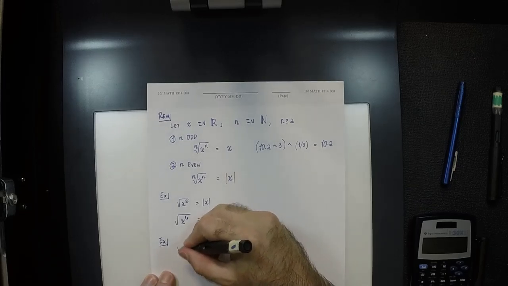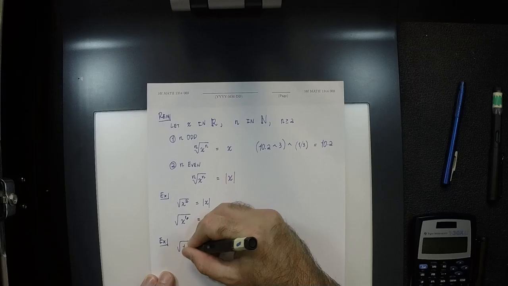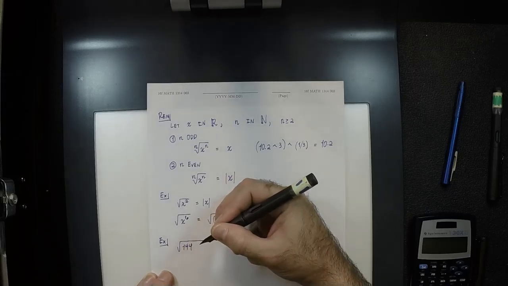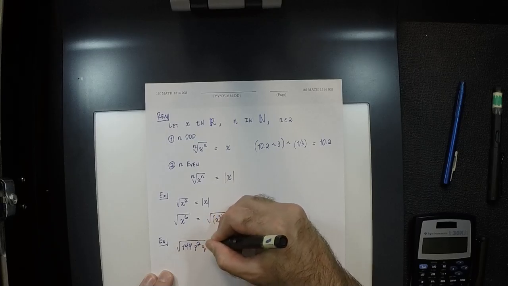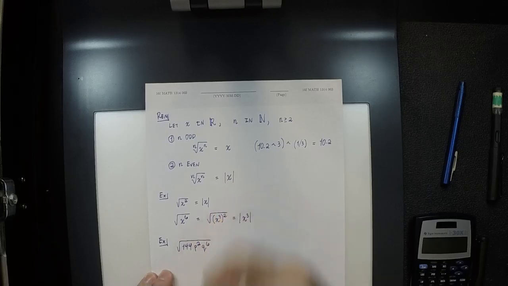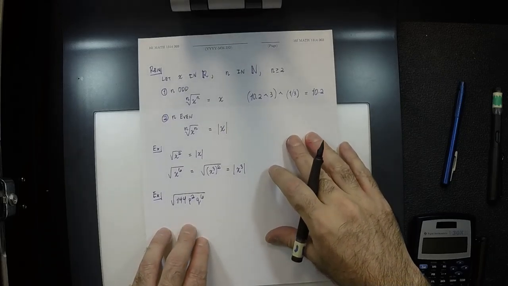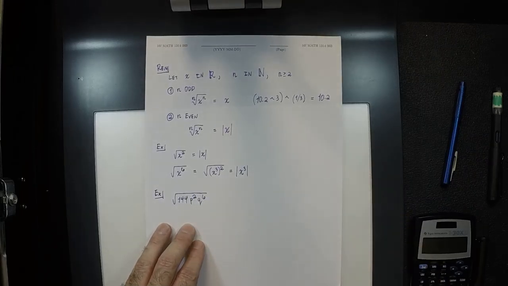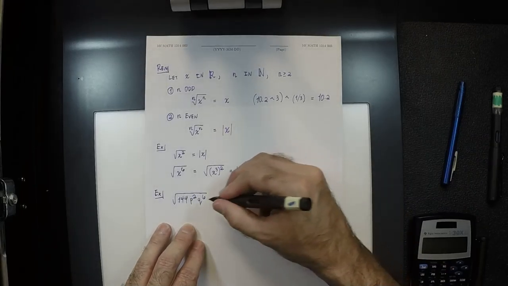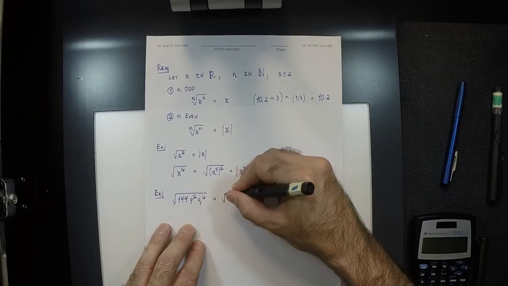So now, to answer your question, which you asked at the very beginning of the class. The question was, what is the square root of 144 multiplied by p squared q to 6? That was the question. Well, how do we go about answering this now?